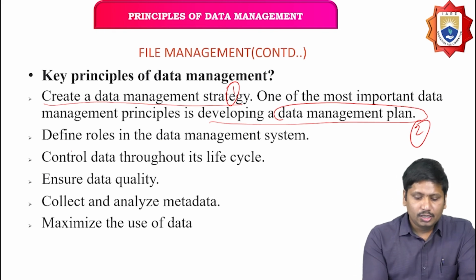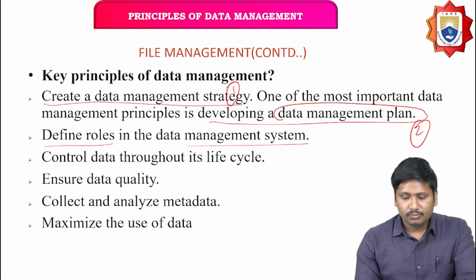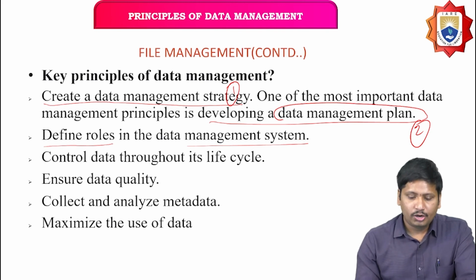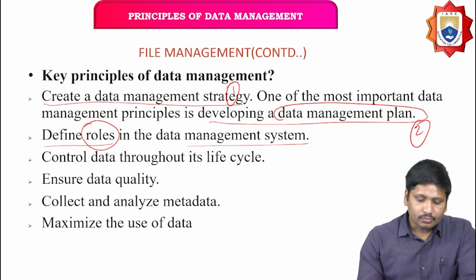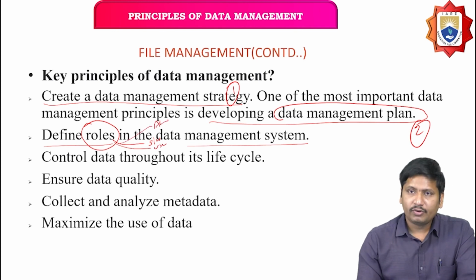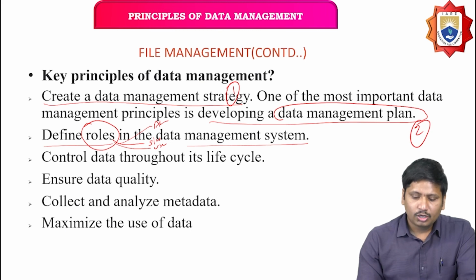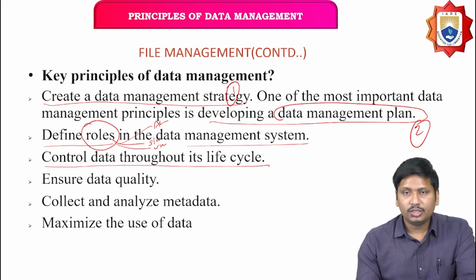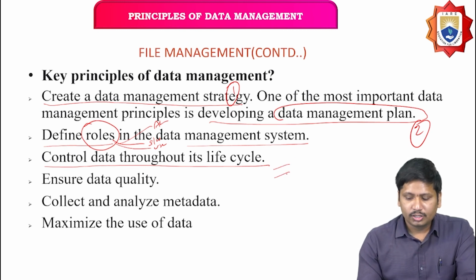And then next one is to define the roles in data management. Once the data management plan is established, you have to establish the different roles that are available for implementing this data management system. Those roles are allowed for software, users, and administrators, like this. So we have different types of roles available. Once the roles are identified, then you have to control the data throughout its life cycle. Controlling data is very important, and the life cycle may exist in different phases. So all the time, the data we get in each phase is very important.